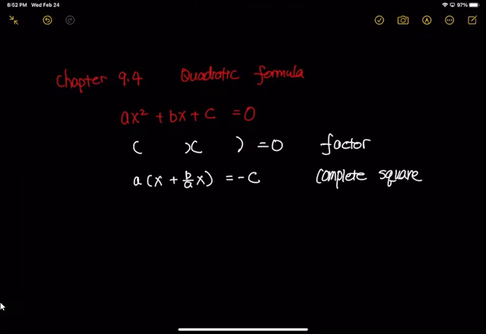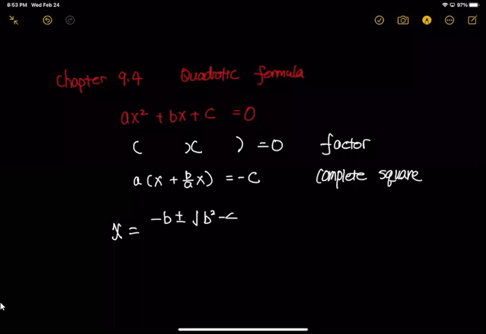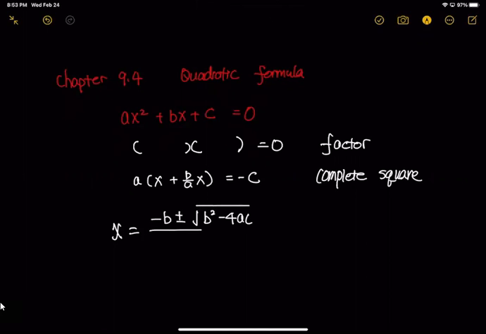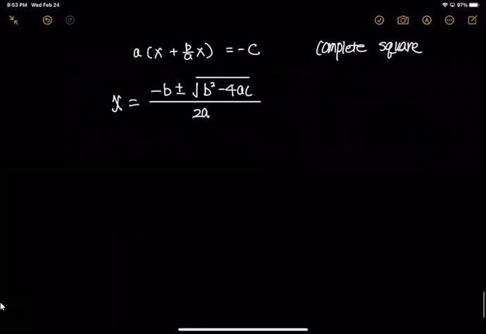It's called quadratic formula. So the formula is x equals to negative b, positive and negative, square root of b squared minus 4ac over 2a. So that's the quadratic formula. So how do we use it?